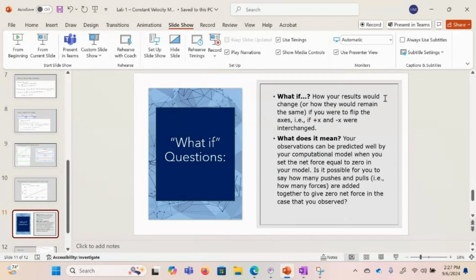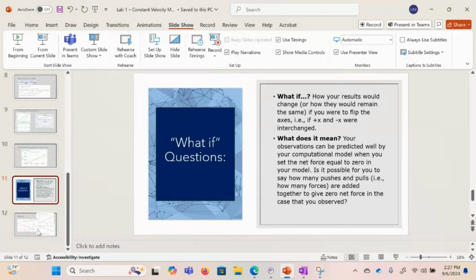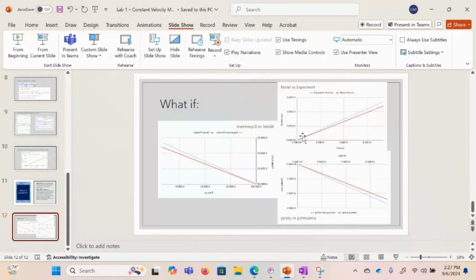So what if our results were flipped? So here, this is the original graph. If we were to flip this in the y-axis, then it would be going the other direction. It will be negative data points, and it will show that it's going to the left. Similarly, if we flipped it in the x-axis, it will be negative, possibly going in a different direction.